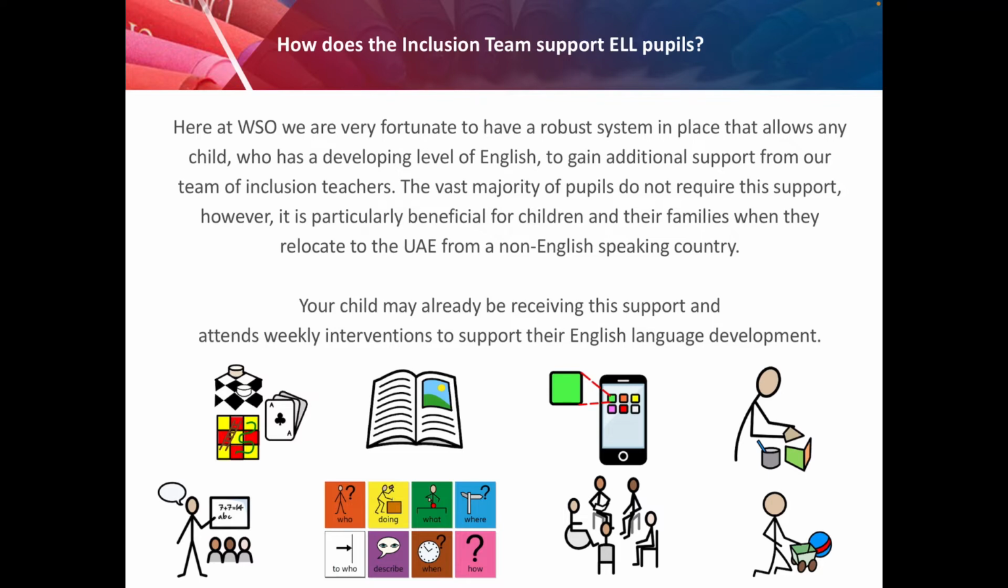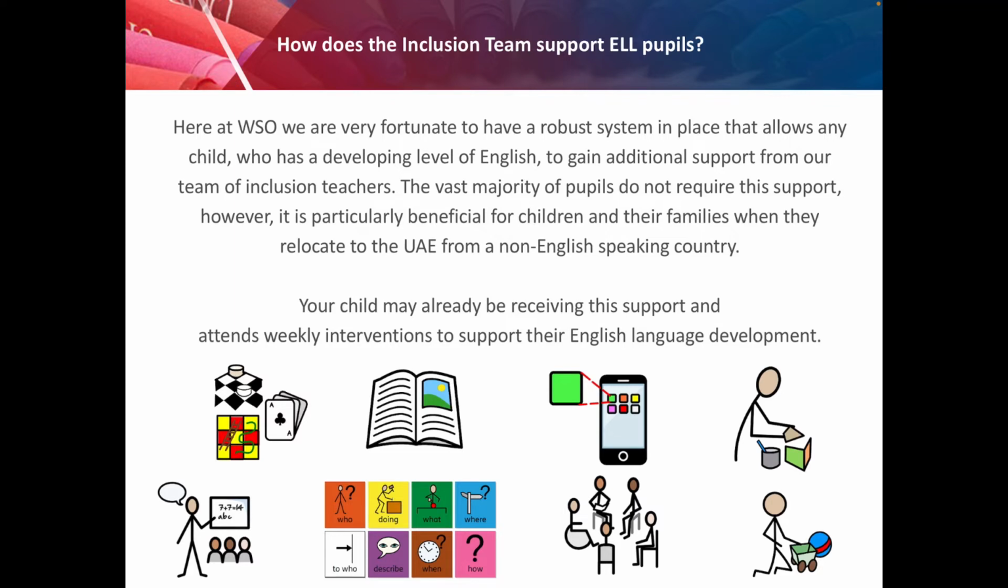Other strategies that we might use in our inclusion interventions are things like circle time, where children are encouraged to share answers. They have other children to model their answers on. And then play. Play is a massive thing that we use, obviously, down in the early years.